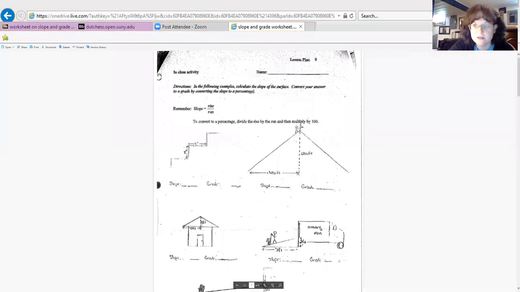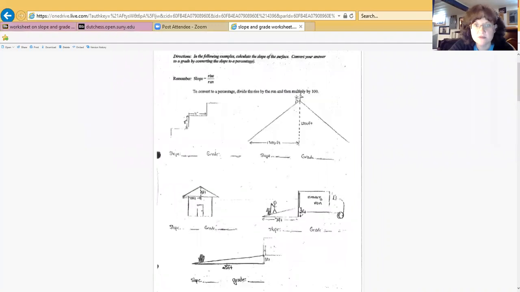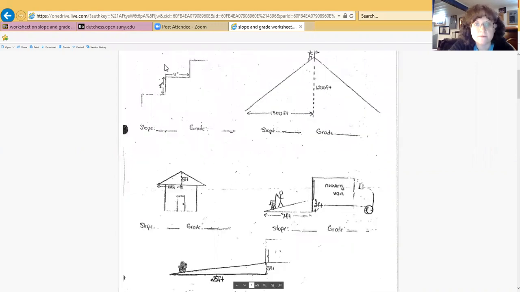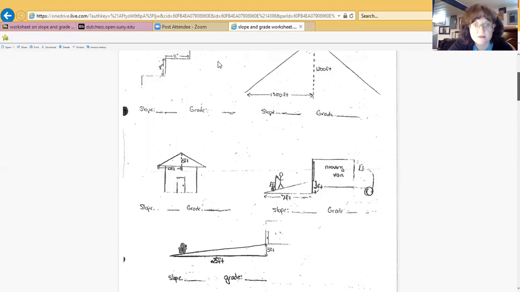Before I do that, let me scroll down so that we can see all the examples at one time. Maybe I should zoom in a tiny bit more, to see if we can see them all at one time. Okay, good. All right, so you can see we have a staircase here.